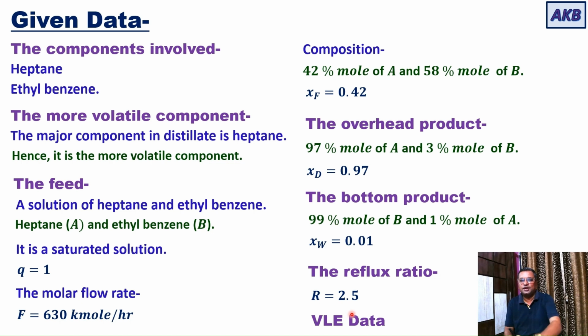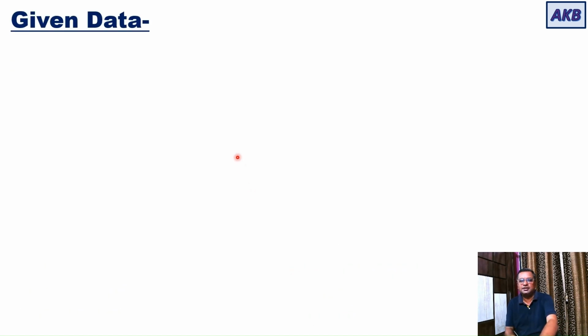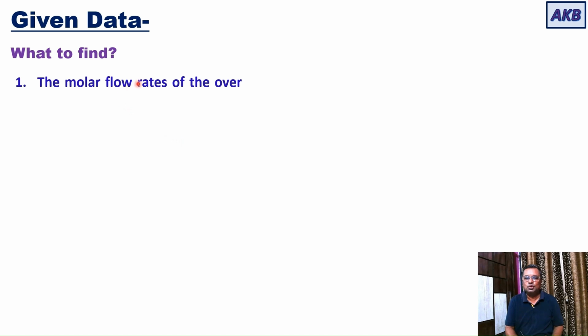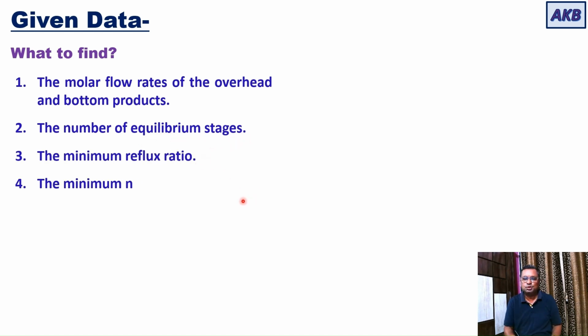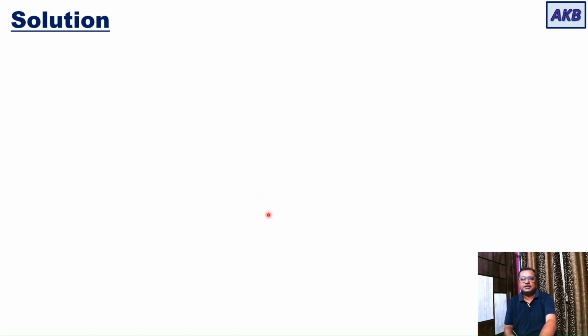VLE data is provided. We are going to use that to plot the graph and then use that graph to find the number of equilibrium stages and then the minimum reflux ratio or the minimum number of stages. So let us start. What are we supposed to find? We are supposed to get the molar flow rates of overhead and bottom products, and then we are supposed to get number of equilibrium stages, the minimum reflux ratio, and then the minimum number of stages. So let us start solving the numerical.